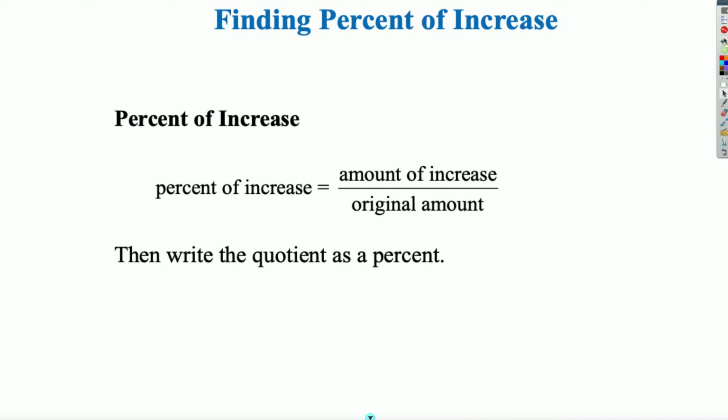So now we're going to look at something called percent of increase. A percent of increase is the amount of increase over the original amount. Then it says write the quotient as a percent. Remember, quotient means divide. So after you divide, write your answer as a percent. So it's easiest just to do examples here.